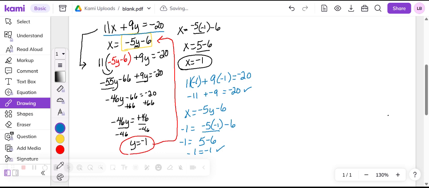So if x equals negative 1 and y equals negative 1, then both of these equations are true. That is a solution to a system of equations. Do they all have a solution? Let's find out. Let's try a second one.